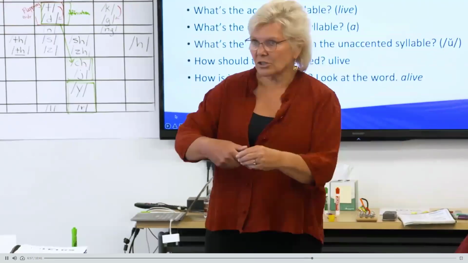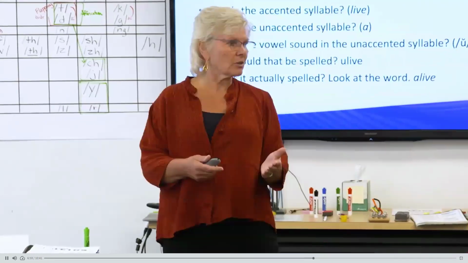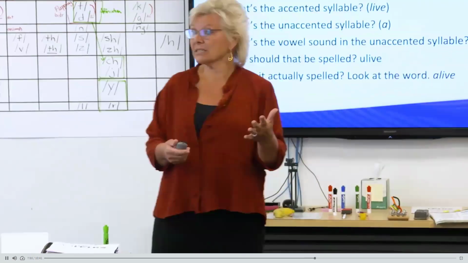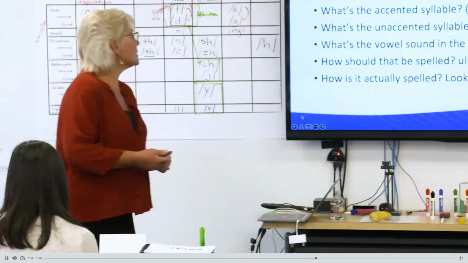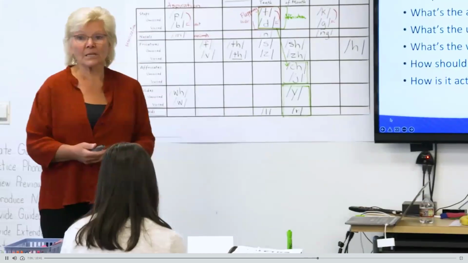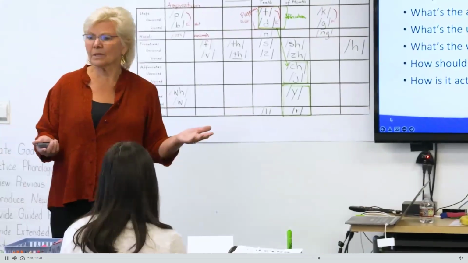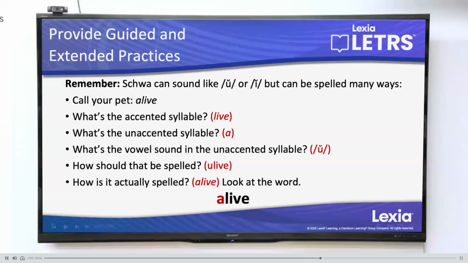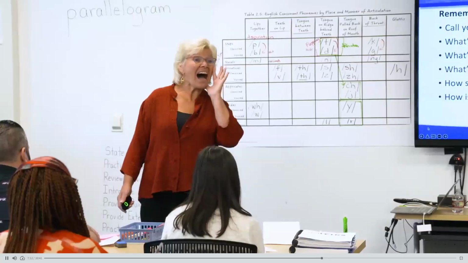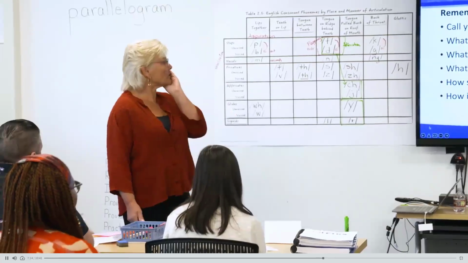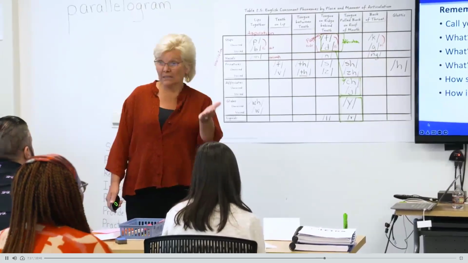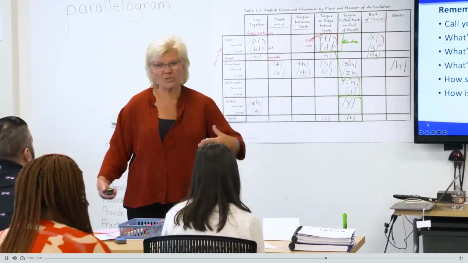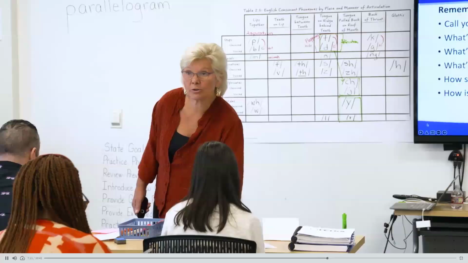These questions guide us to figure out how to spell these words and what part of the word to really pay attention to. Okay, so we're working with the word alive, right? So say alive. Alive. Yep, let's call the pet. Ready? Alive. Oh, wait a minute. So what's the accented syllable? Live. Now I have the answers here. We just want to think it through. And do you see this also on your worksheet?